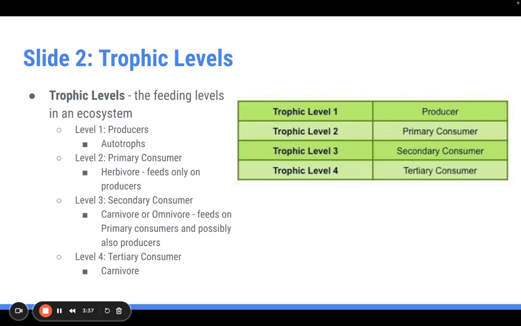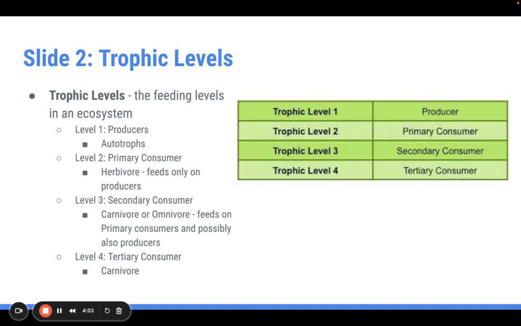Now that we know where the energy comes from, let's talk about how the energy progresses through the feeding levels in an ecosystem. The feeding levels in an ecosystem are actually called trophic levels. Trophic levels can be a bit tricky because you inherently want to call the first trophic level the primary consumer, but please do not do that. The first trophic level, which you can see by the chart on your screen, is always the producer because it is essentially the first feeding level.